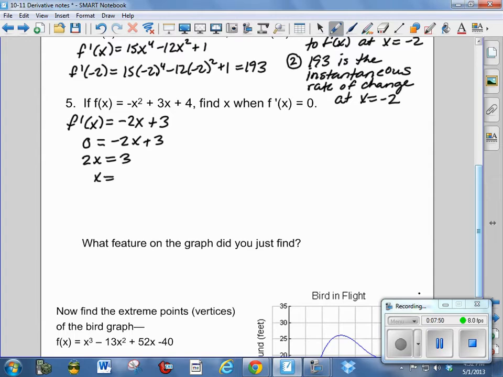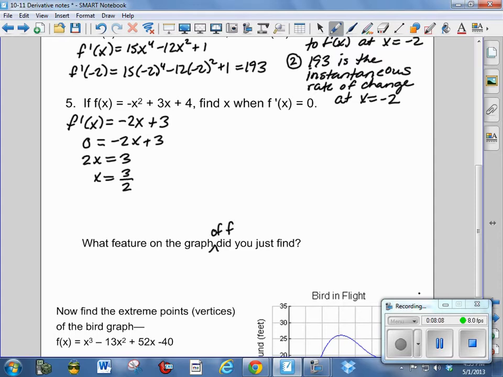Now the next question asks, what feature on the graph did I just find? If you're thinking of the graph of f prime, you found the y-intercept, but that's not what I meant. I probably should have clarified this. What feature on the graph of f of x did I just find?